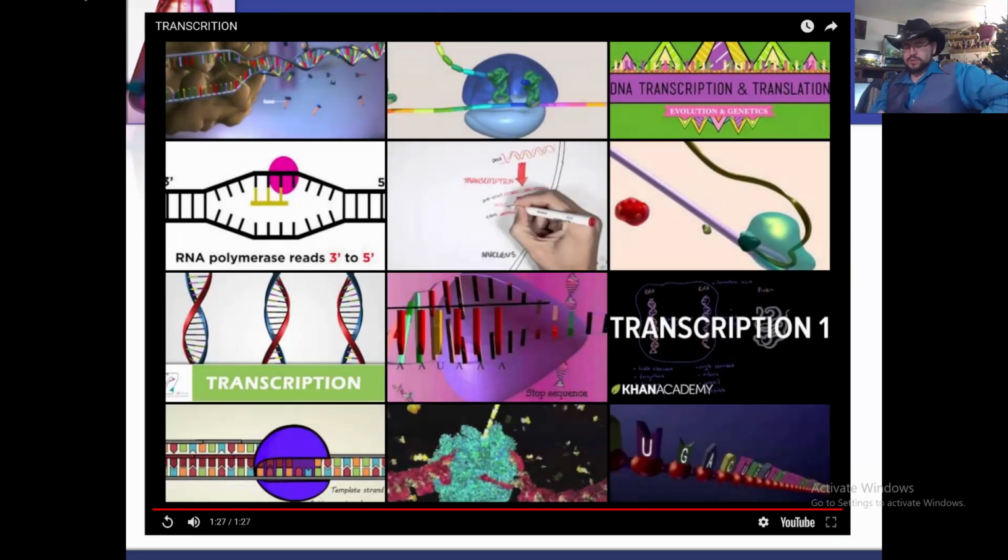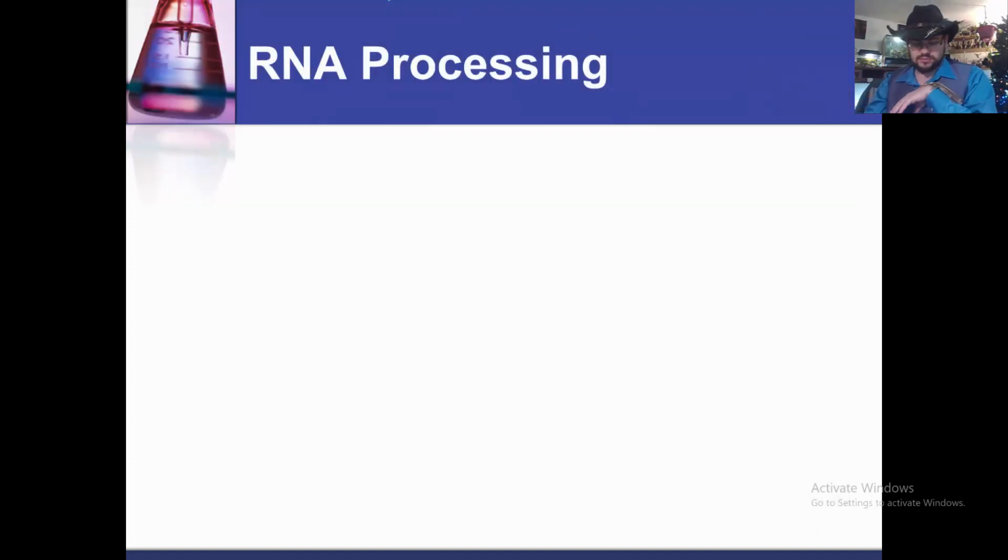So if this weren't bacterial, we'd actually have the polyadenylation signal in that RNA transcript. And then we'd have to cut the polyadenylation signal from the RNA transcript in order to release the transcript and have it ready to be processed.